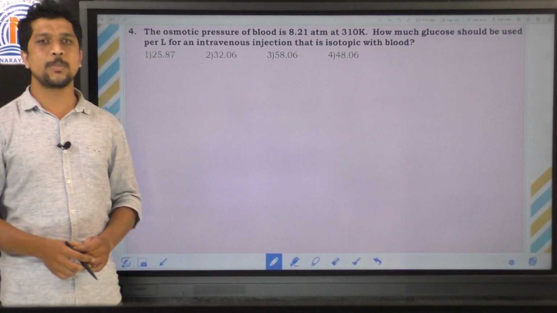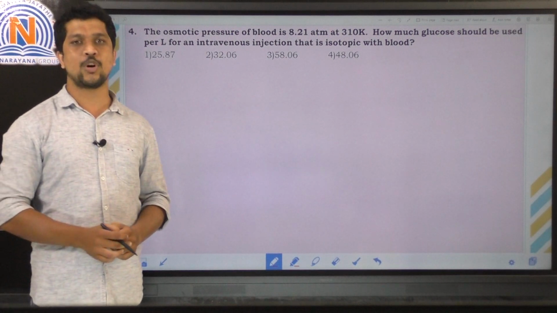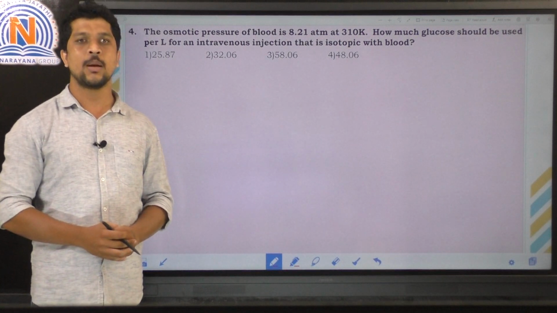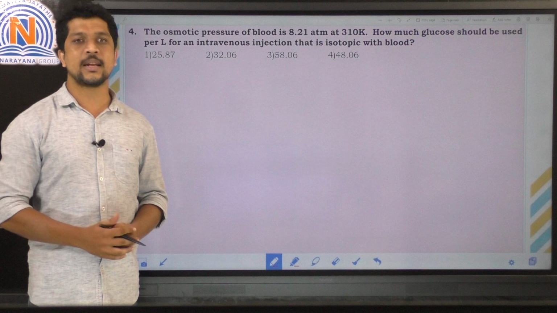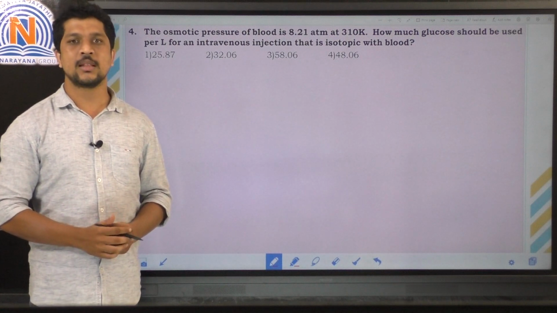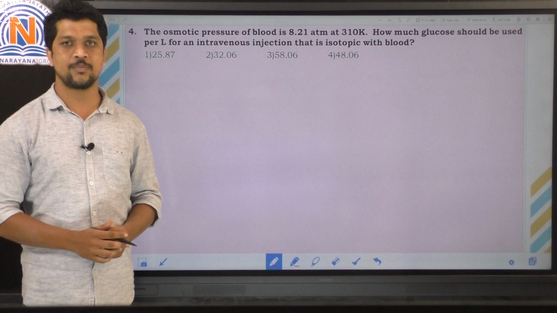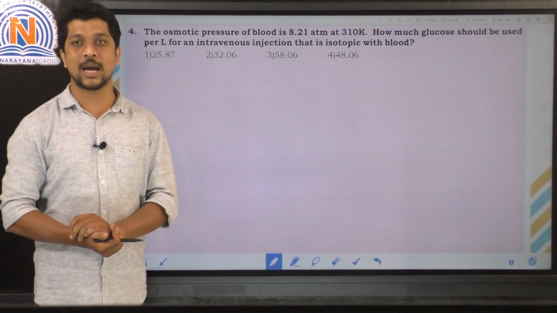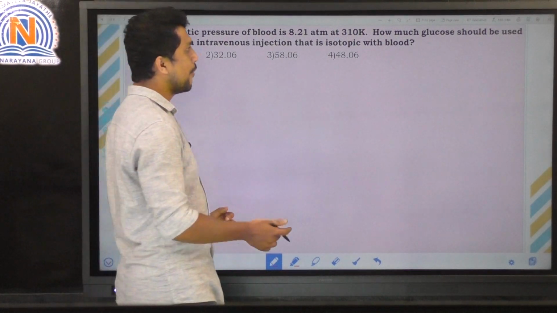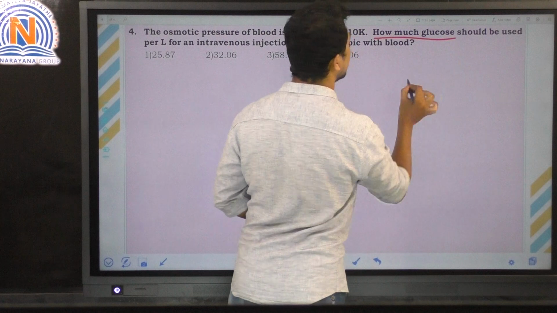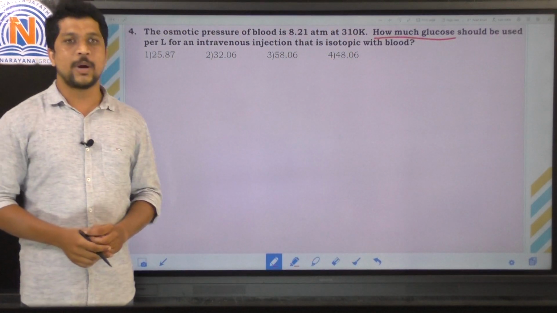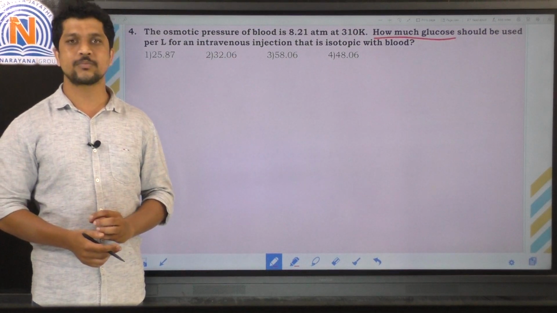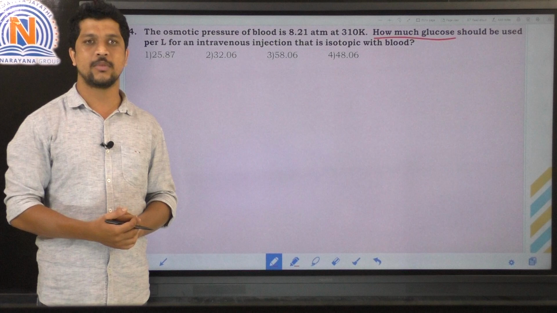Here the question, the osmotic pressure of blood is 8.21 atmosphere at 310 Kelvin. How much glucose should be used per liter for an intravenous injection that is isotonic with blood, right? So here we need to find how much amount, the weight of glucose, they have used per liter for an intravenous injection that is isotonic with blood. Isotonic means which has the same pressure, right?